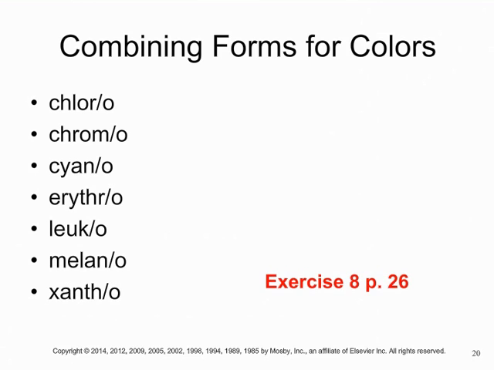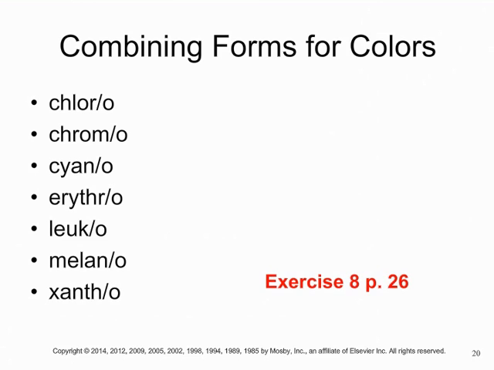Cyano is blue. Erythro is kind of a tricky one. Erythro means red. So, for example, erythrocyte is a red blood cell. Leuco means white. So, a leukocyte is a white blood cell. And you will also see leukemia coming in later, and we'll talk about what that one means.